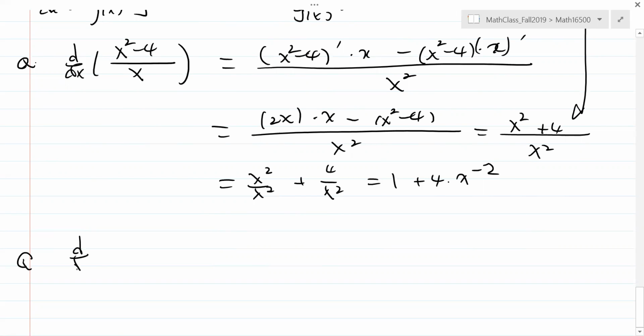Now, how about this? Now this time you have to use the quotient rule, right? Maybe.